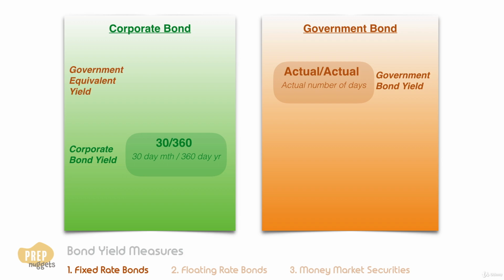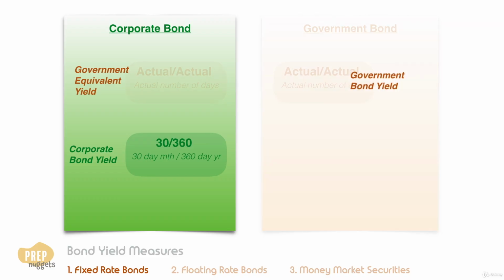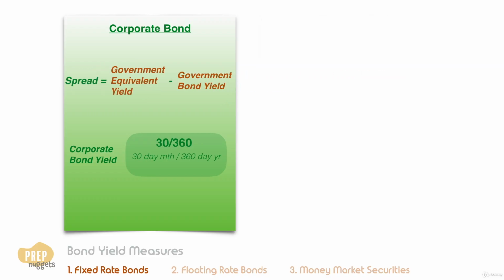A government equivalent yield restates a yield to maturity for a corporate bond to one based on the actual convention. The government equivalent yield on a corporate bond can be used to obtain the spread over the government yield. Doing so keeps the yield stated on the same day count convention basis.